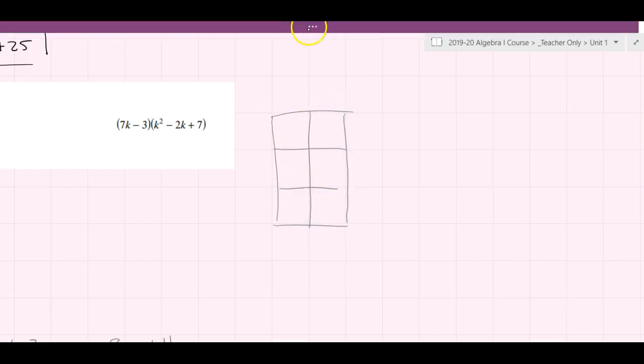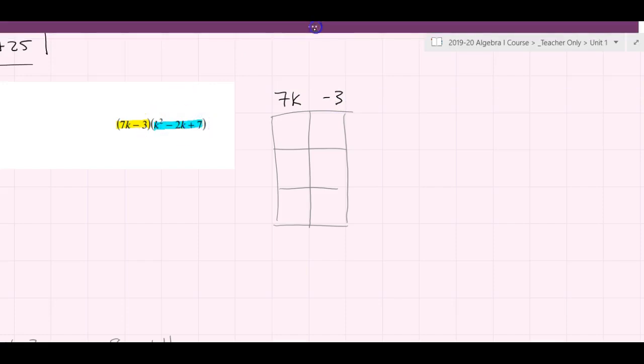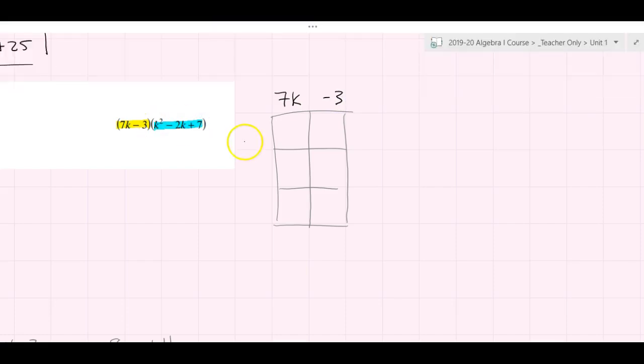Alright, again we need a 2 by 3. 2 terms along the top. Take the negative with the 3. 3 terms along the side. Take a negative with the 2k. And start multiplying.